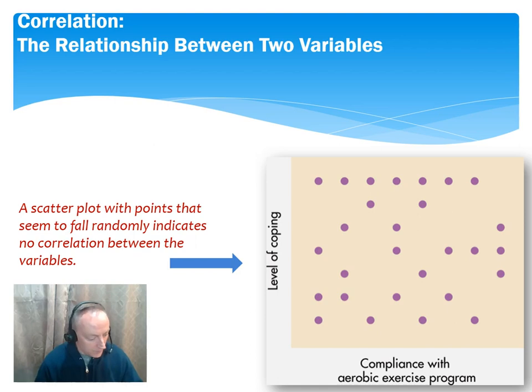And when we see the points on our scatter plot all over the place and we don't see a pattern, then that gives us the impression that there is no relationship, there is no correlation between the two variables. We can't predict one from the other.